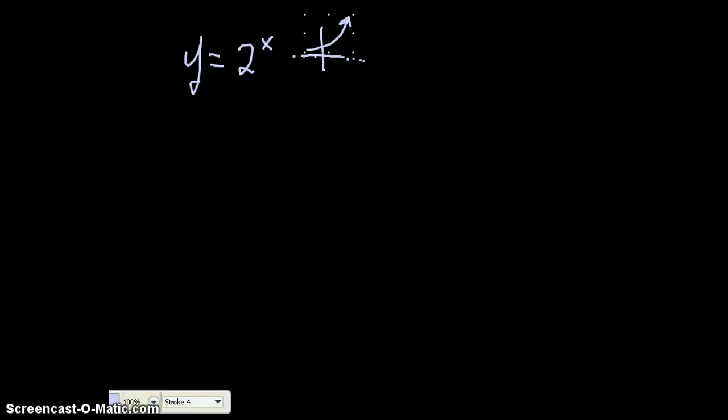And so the way to understand the algebra of that is to just notice that I could say y equals a times 2 to the x minus h plus k. And again, I could flip it, I can move it to the right and to the left and move it up and down. So please be mindful of that.